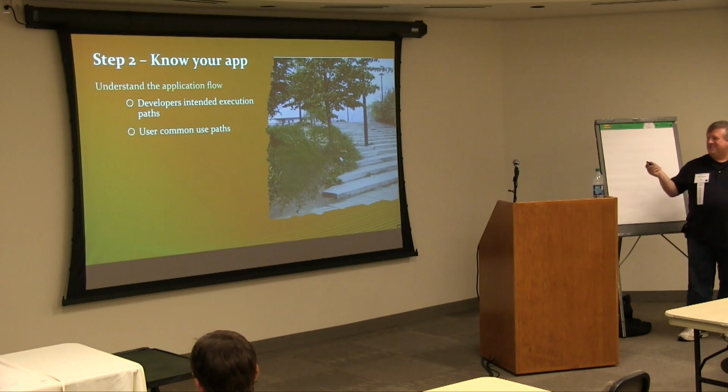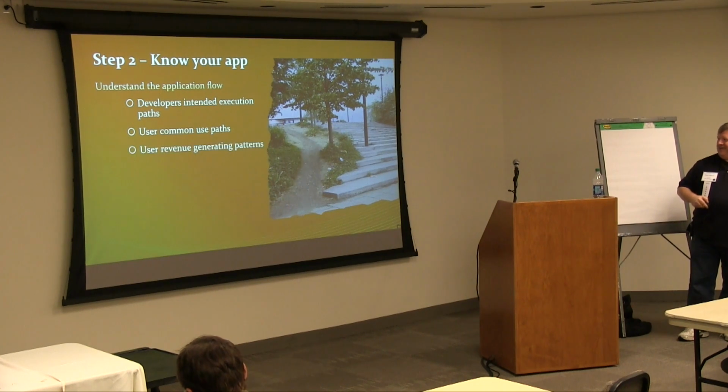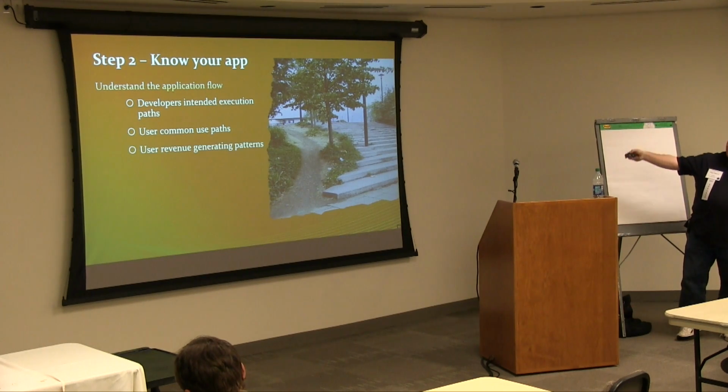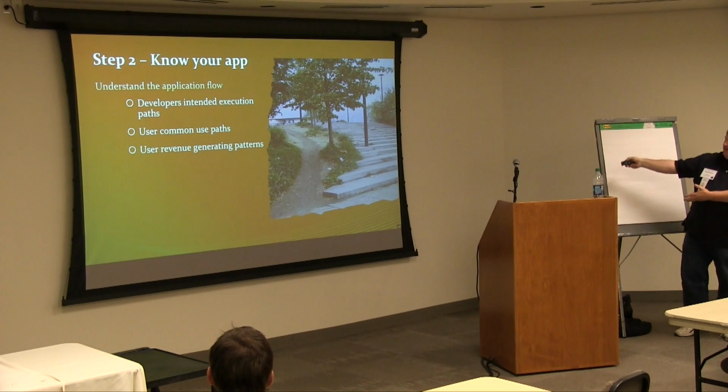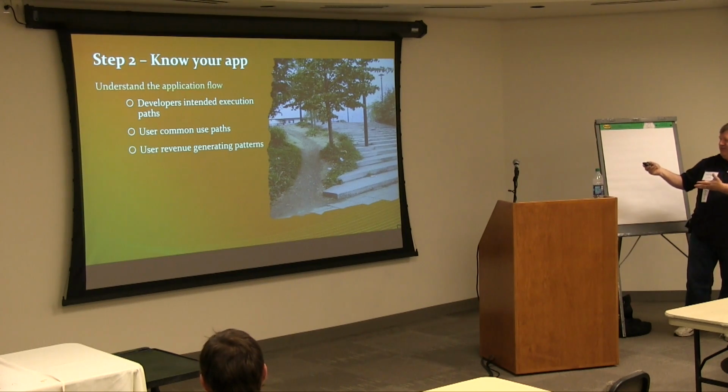So what are the common paths that your customers are actually using versus what the developers intended? What are the paths that people are actually using? And if you look at a path like this, you see a beautiful set of stairs and a path right next to the stairs. And this is what happens in real life, and this is what happens in our applications too. There's the intended path, and then there's the path that the users chose.